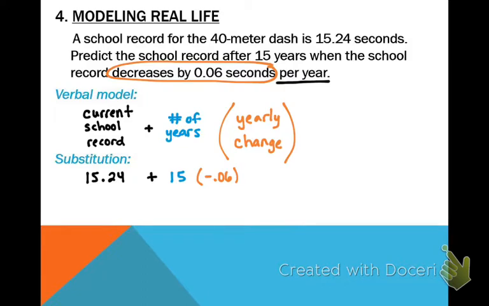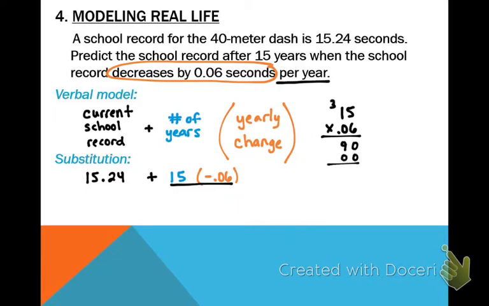Here's what you could have done. You could have started with 15.24 and minused 0.06, and then minused 0.06, and then minused 0.06. How many times would I need to minus 0.06? 15 times, but there's an easier way. We know we have to multiply those together, so that's why it says to multiply. According to PEMDAS, we are going to multiply before we add. So off to the side, I want you guys to multiply 15 times 0.06. Go ahead and do that on your own.